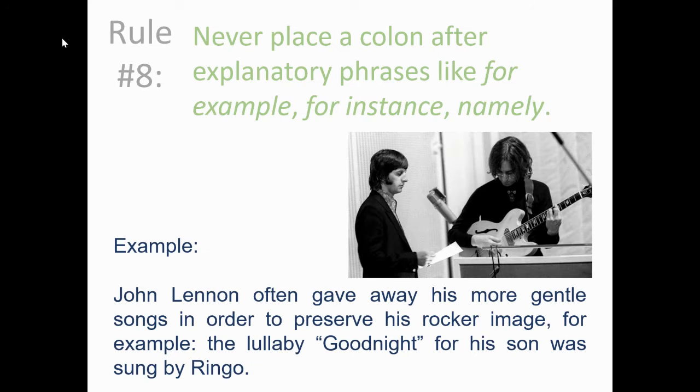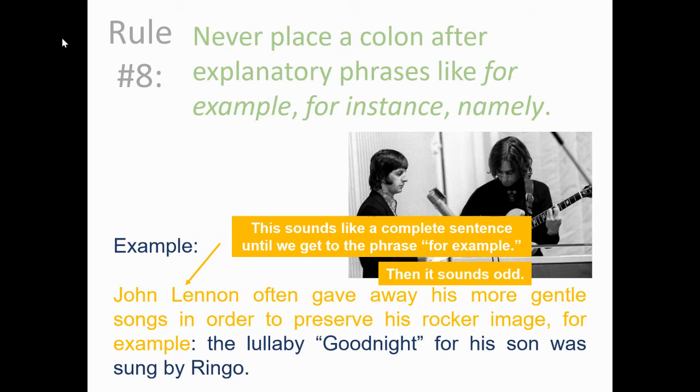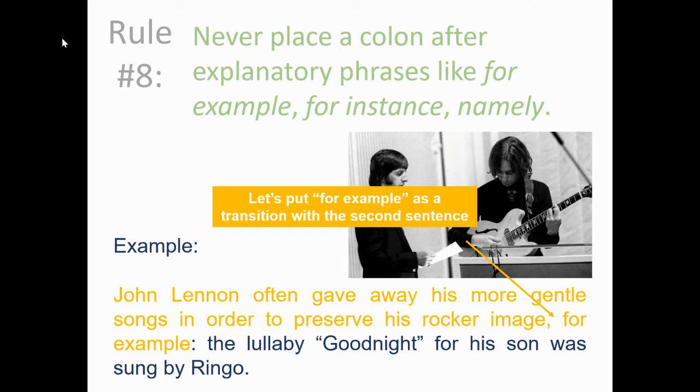So here's an example. John Lennon often gave away his more gentle songs in order to preserve his rocker image, for example. The lullaby Goodnight for his son was sung by Ringo. Well, here's this sentence, which is fine, it's a sentence, but it sounds great until we get to that phrase, for example. And then it sounds a little odd to me. And then it's like, wait, what? So I'm thinking something's odd here. What if I put that, for example, and use that as a transition and don't put a colon after for example? Let's put the colon in front of it.